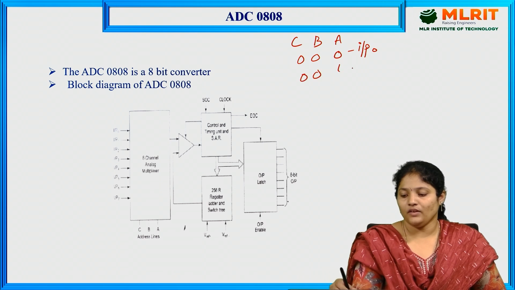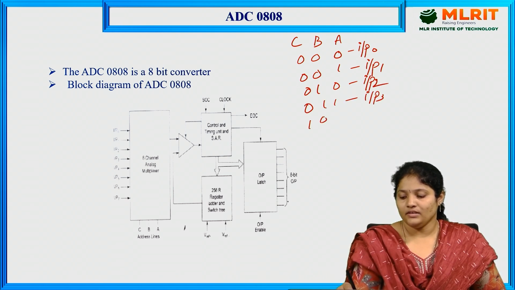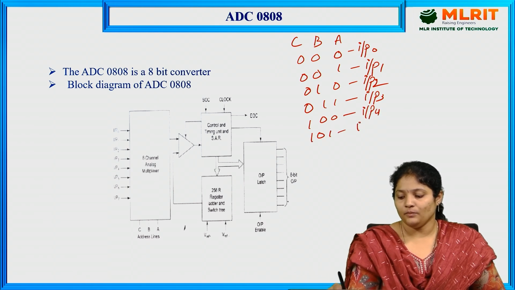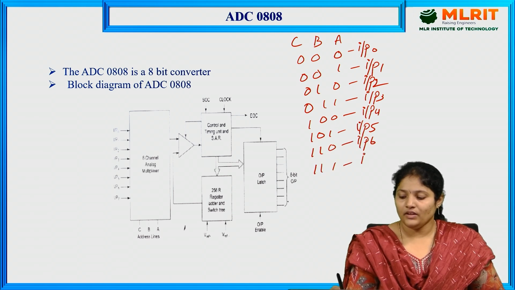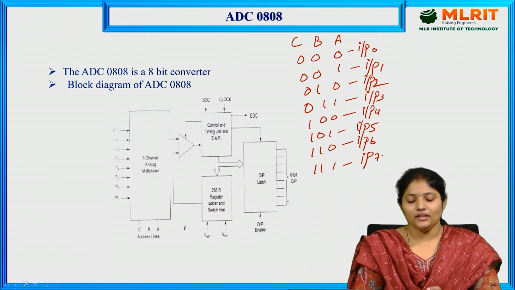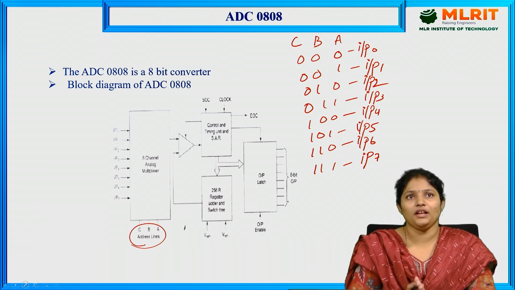0, 0, 1 will fetch the second input. 0, 1, 0 will fetch the third input. 0, 1, 1, the fourth. 1, 0, 0 input 5. 1, 0, 1 input 6. 1, 1, 0 input 7. And 1, 1, 1 will fetch input 8. These are the control or address lines which select which input needs to be converted.